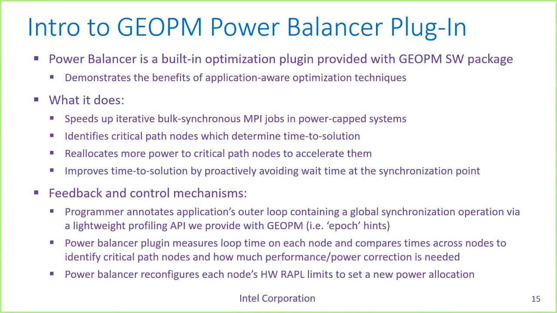And if there are such critical path nodes, the plugin figures out how to reallocate power among the compute nodes to give more to the critical path nodes at the expense of taking some away from the off critical path nodes, for an overall improvement in time to solution. And where that improvement comes from is that we are avoiding wait time at global synchronization points. I'll give a little bit more background on why that is in the next slide.